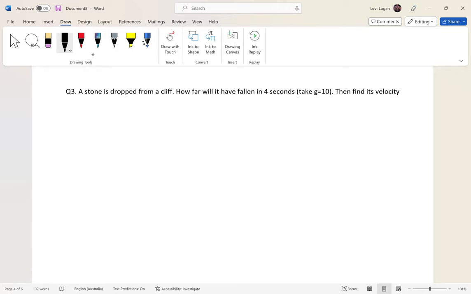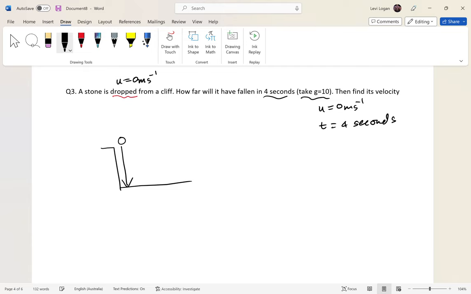Alright, straight up, a stone is dropped off a cliff, so it's falling down here. You see the word drop, so the initial velocity is 0. That's what that means. So straight off the back we have u equals 0 meters per second. We also have a time, 4 seconds, and it's asking our gravitational constant be 10, so g is negative 10 meters per second squared. Alright, we have 3, so we can find what we're looking for.